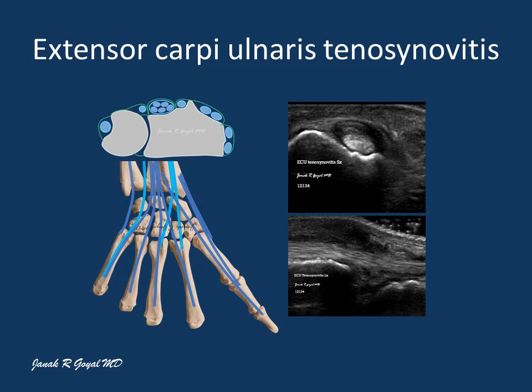Here is a 54-year-old woman with rheumatoid arthritis and painful swelling of the right wrist. This sonogram shows the tenosynovitis of the extensor carpi ulnaris tendon.